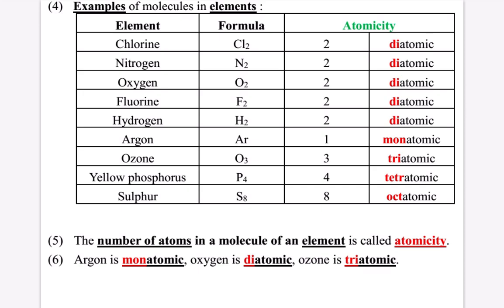So for example, chlorine is Cl2, N2, O2. So you need to memorize these formulas. But for argon, it is Ar. Why is there only one atom inside? Because argon is a noble gas. Argon is 2,8,8 electronic configuration. So it is already stable. So for argon, it doesn't need to form any covalent bond because it is stable already by itself. Because it is 2,8,8. Alright?